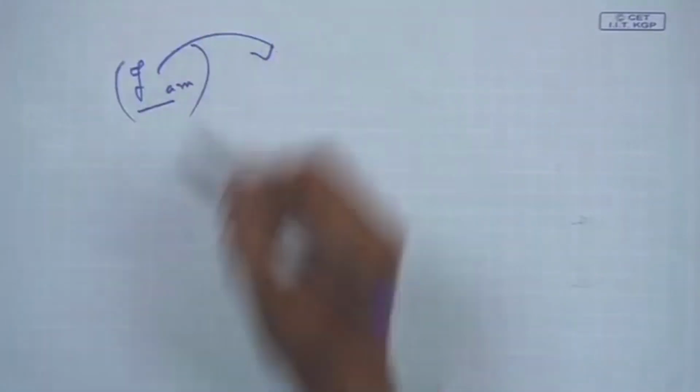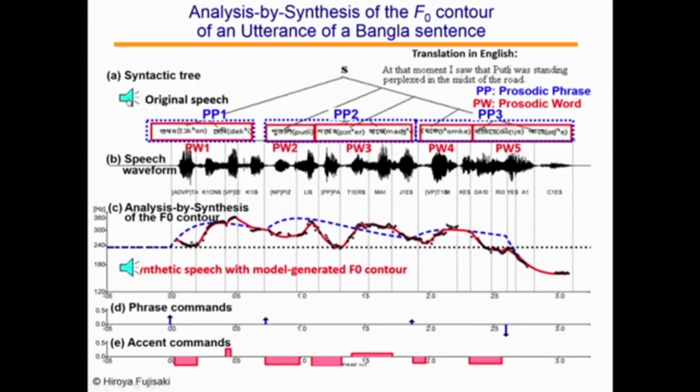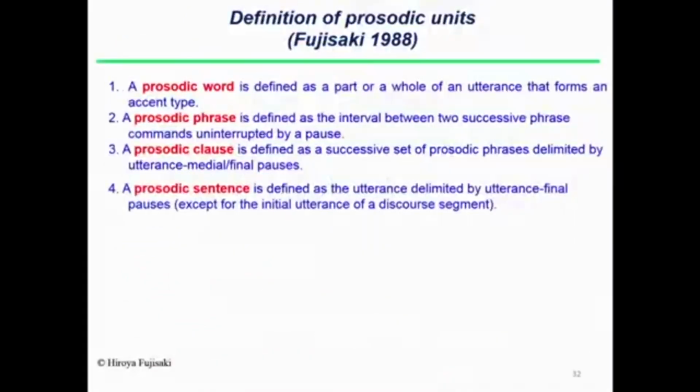So, I cannot say this boundary exists in spoken language, but yes, there is a certain word boundary in written spoken language which is identifiable by perception. If I perceive the original Bengali speech, তখন দেখি পুতলি পথের মাঝে থমকে দাঁড়িয়ে আছে, the boundaries are clearly indicated, but they are not as per the lexical word boundary. So, then Professor Fujisaki defined the prosodic unit.